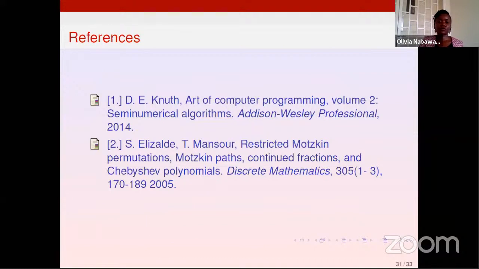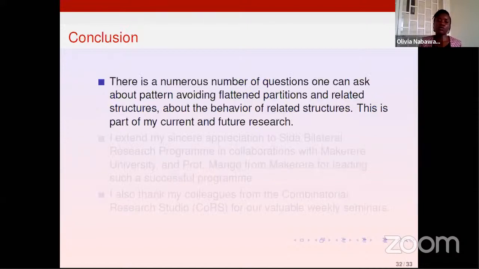These are some of the references that I was able to put here that I used. And now I'll conclude that from the few results that we have so far, there are many questions one can ask about these flattened partitions avoiding certain patterns, and other structures in combinatorics or in mathematics in general, and the behavior of these structures. So I'm not yet done with research, I'm still working. This is part of my current work and maybe for the future.